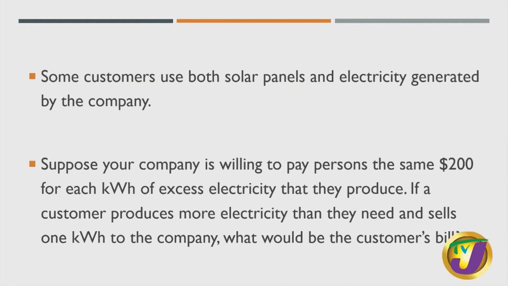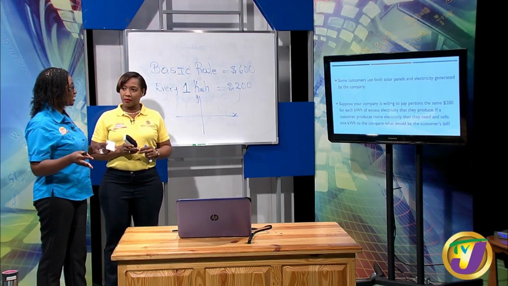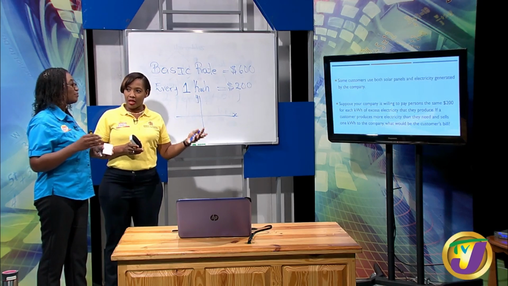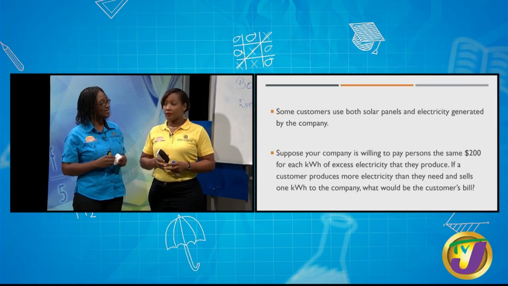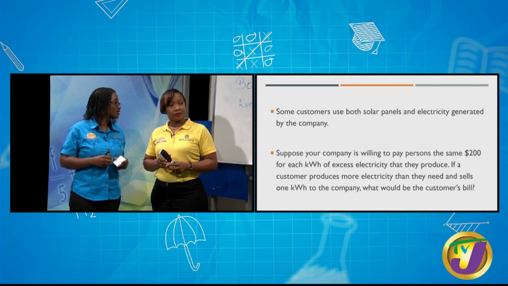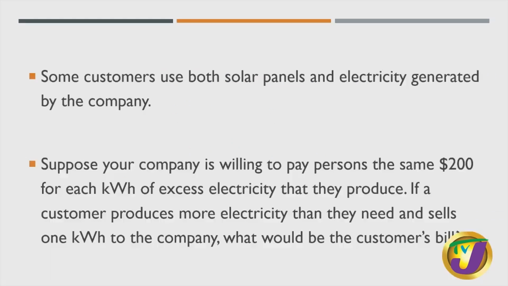So imagine I'm the customer. Sometimes I use electricity from the company, but I also have solar panels. So depending on the sunshine, there are going to be some months that I produce more than what I need. So we have a deal with the company: whenever I produce more than what I need, you pay me for that. Sounds like a good thing.